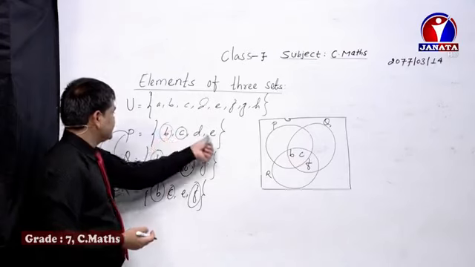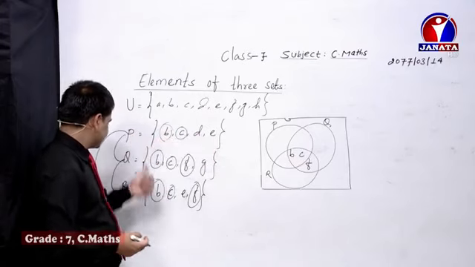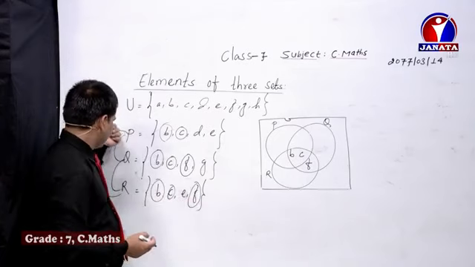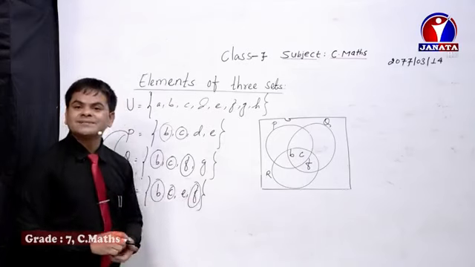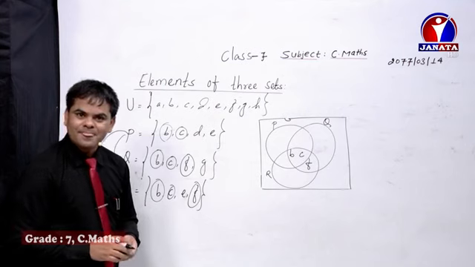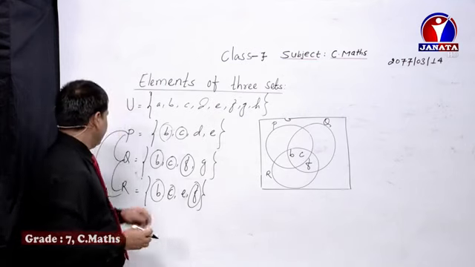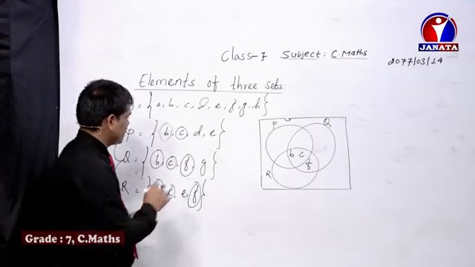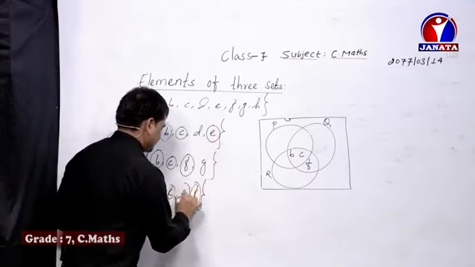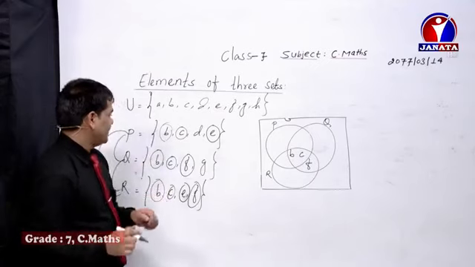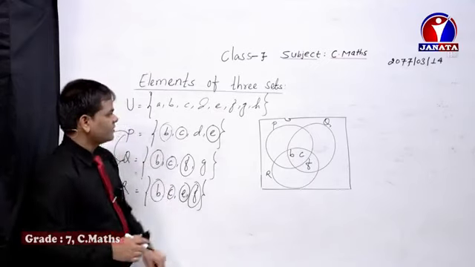If you see B, C, D, E are the elements of P set, and B, C, E, F are the elements of R set, then which one is common between them? The only common element between P and R is E. So we can round off this one also, and let's keep this one in the place of P and R only.